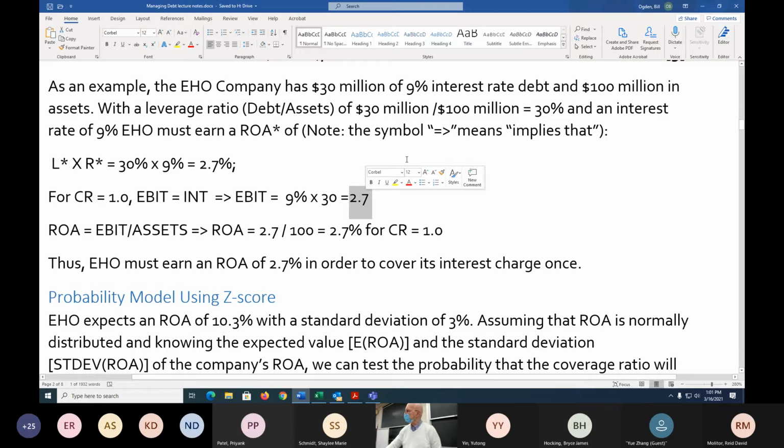EBIT has to be 2.7. Does that make sense? So if your interest equals your EBIT, you're covering once, right? So EBIT has to be 2.7 to cover once, for a coverage ratio of 1. So EHO must earn an ROA of 2.7 in order to cover its interest charge 1 time. Okay, now let's enter the probability in here.